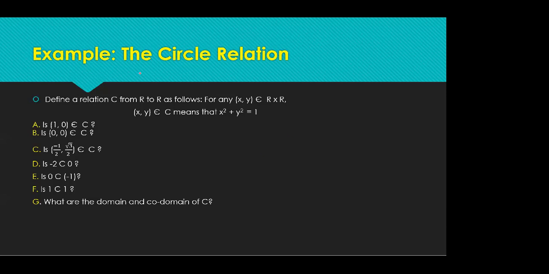For circle relation, since we are testing the relation between the Cartesian product of R and R, the domain here is the X and the codomain is the Y. So in these examples, the domain as it is written here is this one, the codomain is this one. And for this type of question, the domain here is this one, and the codomain is this one. Gets?